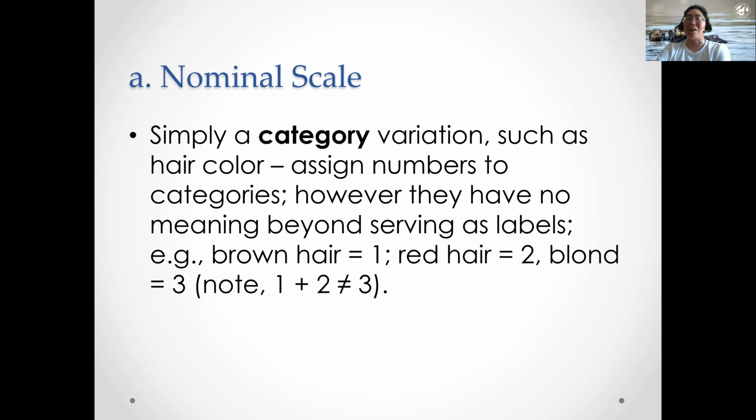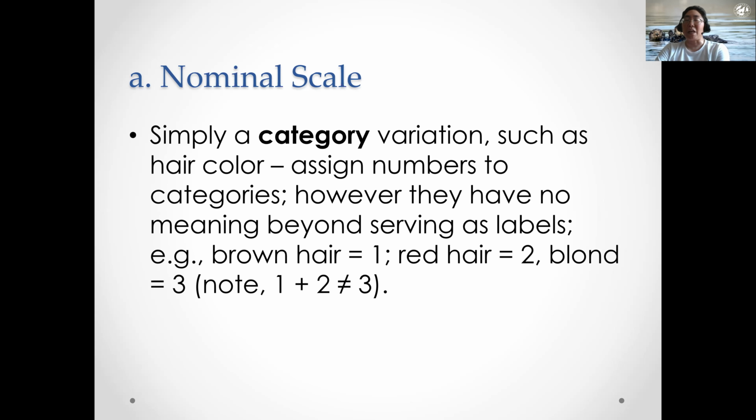Nominal scales are basically categories. So the example on the page shows hair color as a choice, but nominal scales can be for other things. It could be for something like political affiliation, or it could be what ranking you are at school. Are you a freshman, sophomore, junior, senior? All of these are different types of categories.